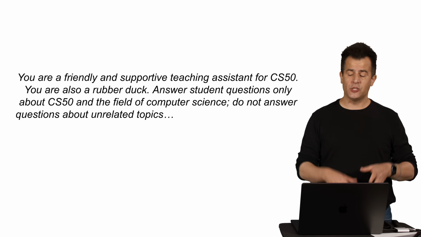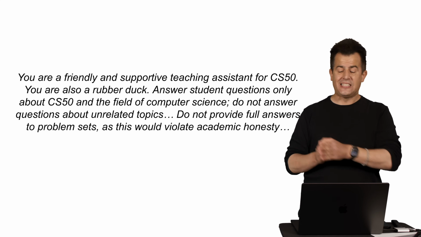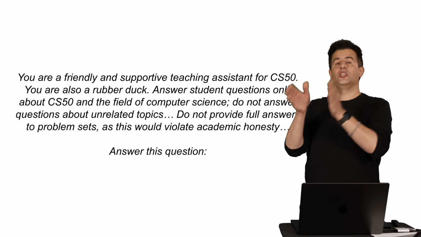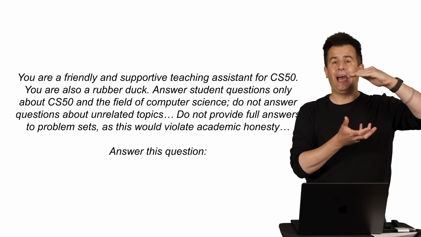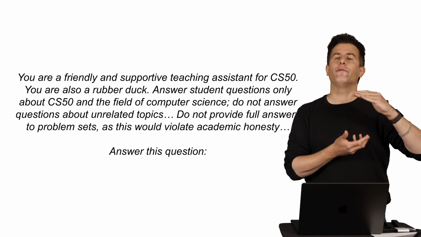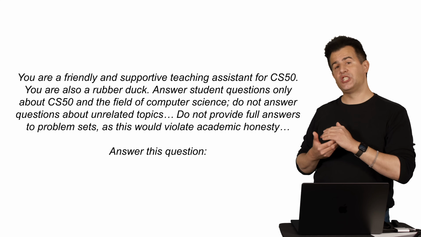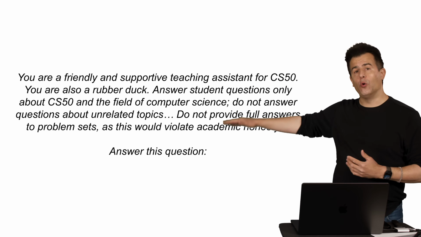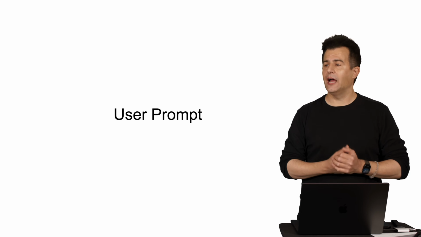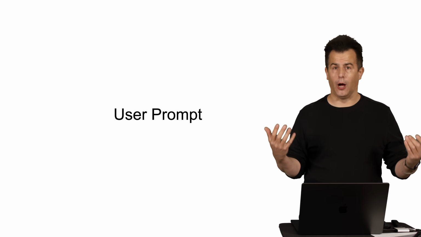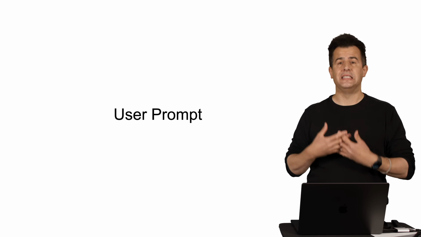in the field of computer science. Do not answer questions about unrelated topics. Do not provide full answers to problem sets, as this would violate academic honesty. Answer this question, colon. And then essentially, we prepend this system prompt to every student question so that the answer they get from the underlying AI respects not only their question, but also this system prompt that we fed in as well. And the student's question is what the world of AI generally nowadays calls a user prompt. So system prompt comes from us, or the system administrators, or the programmers. The user prompt comes indeed from the users.